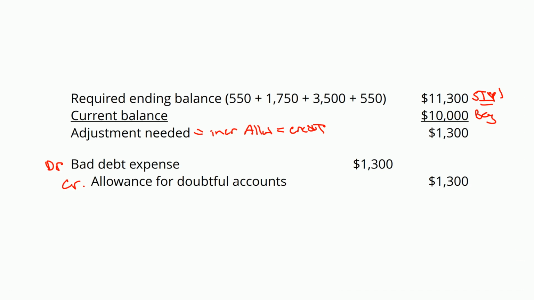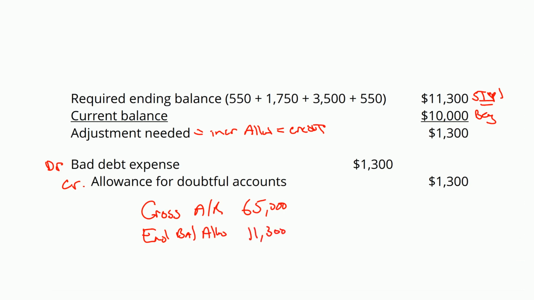$1,300. Okay, and then remember, on your balance sheet, you've got your gross accounts receivable. I believe that was 65,000 minus the ending balance in your allowance account. Your ending balance in that allowance account, in this case, $11,300, our required ending balance per this method, and that's how you would calculate your net realizable value, just in case you ever had to find that number. Alrighty, so pretty straightforward, not so bad.